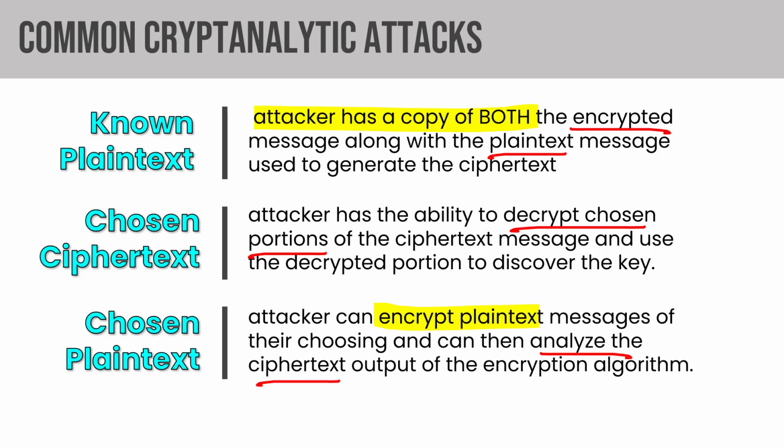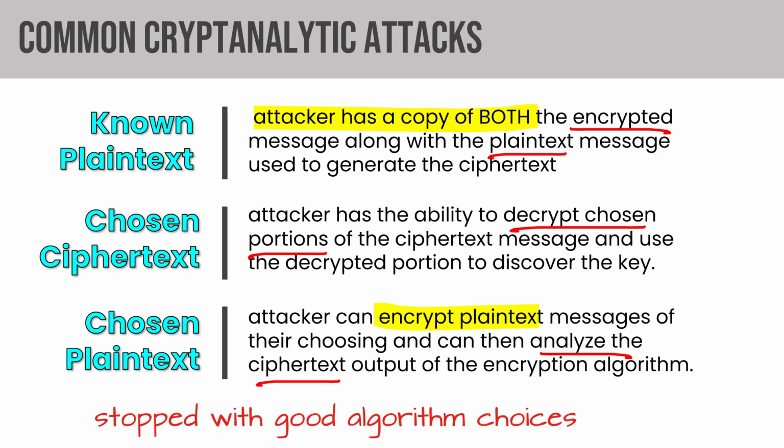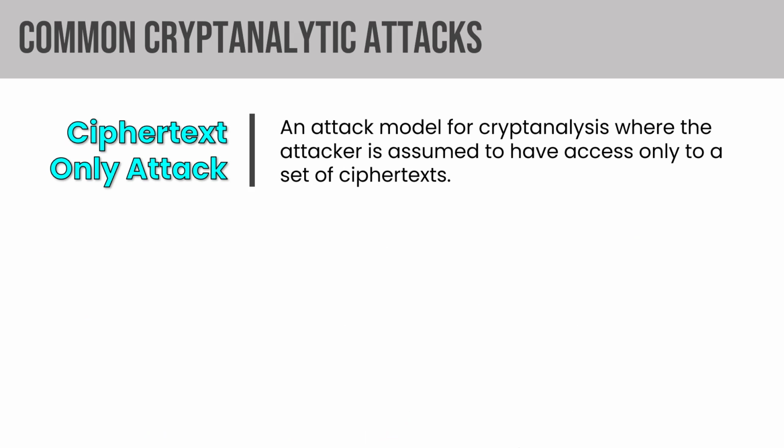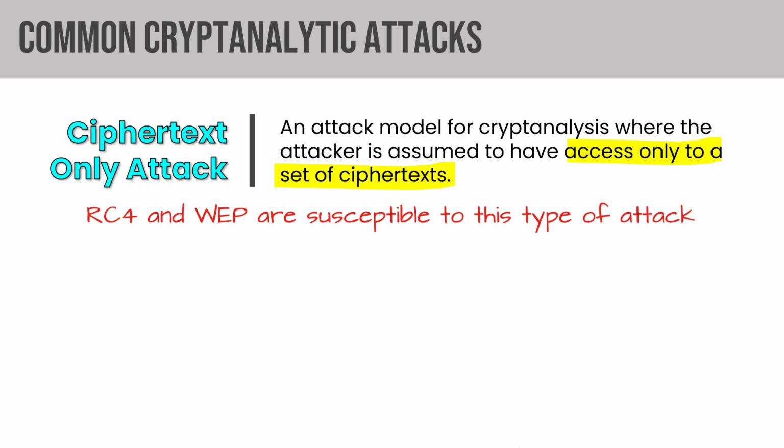These can generally be stopped with good algorithm choices. So for example, AES with a 256-bit key length would be very effective in this case, and that's a symmetric algorithm used for bulk data encryption. So we have the ciphertext only attack, which is an attack model for cryptanalysis where the attacker is assumed to have access to only a set of ciphertext. So incidentally, RC4 and WEP are susceptible to this type of attack.